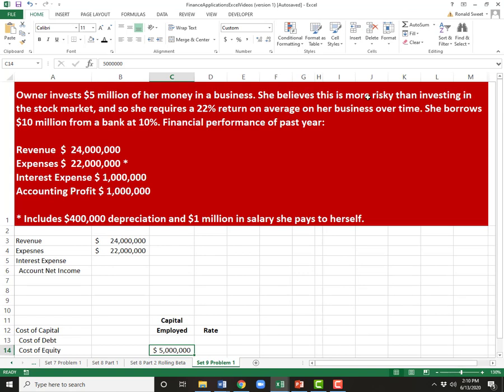She believes this is about as risky as investing in the stock market, which requires a 22. This is more risky than the stock market, which makes sense. With a small business, you need a higher return. We'll talk about this some in class. If you're investing all of your money in one small business, you need a really high return to compensate you for risk. So she's using 22%.